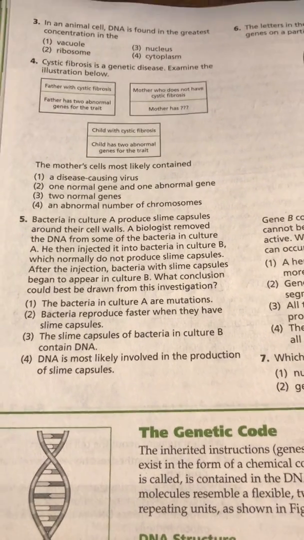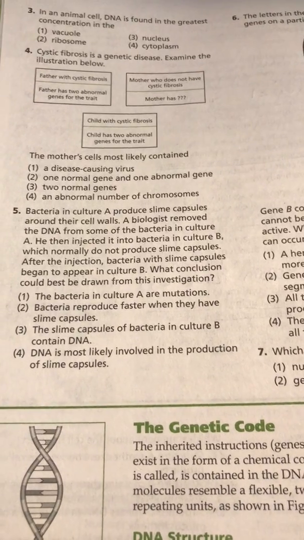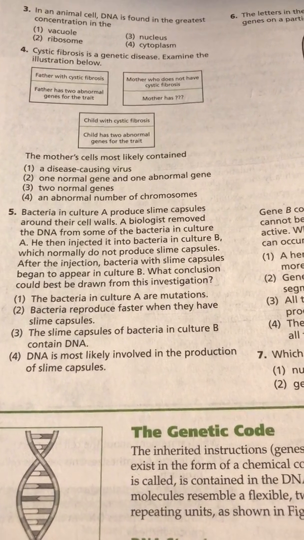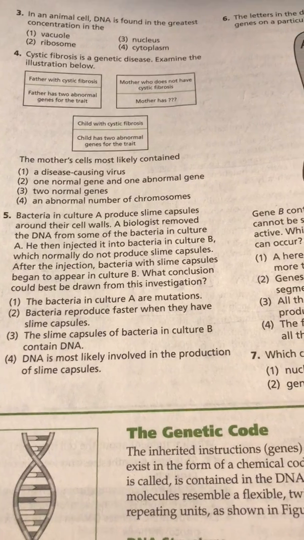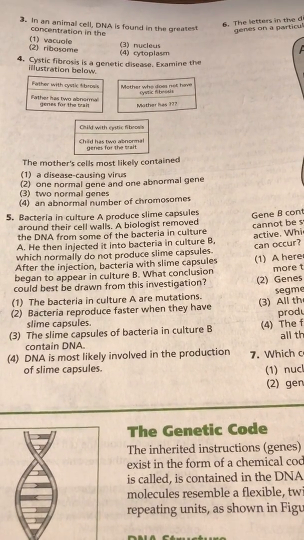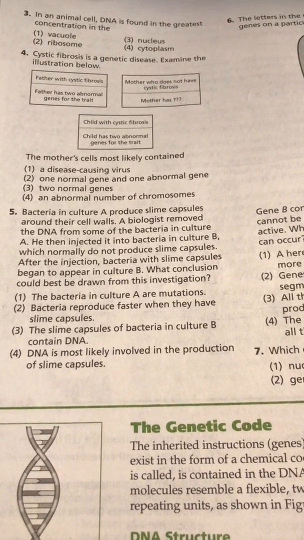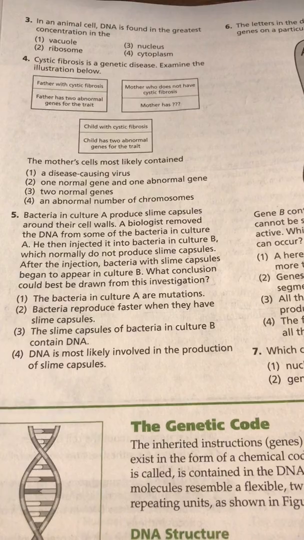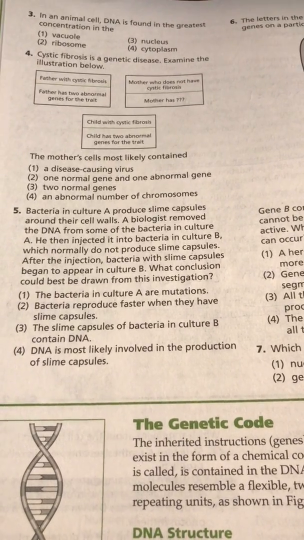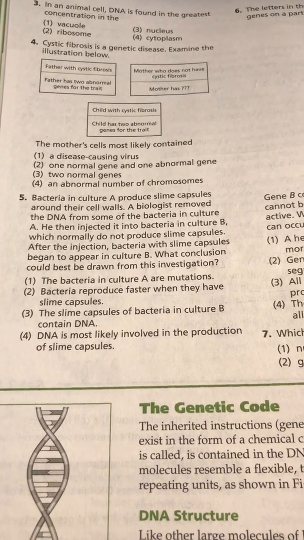5. Bacteria in culture A produce slime capsules around their cell walls. Biologists remove the DNA from some of the bacteria in culture A. He then injected it into bacteria in culture B, which normally would not produce slime capsules. After the injection, bacteria with slime capsules began to appear in culture B. What conclusion could best be drawn from this investigation?